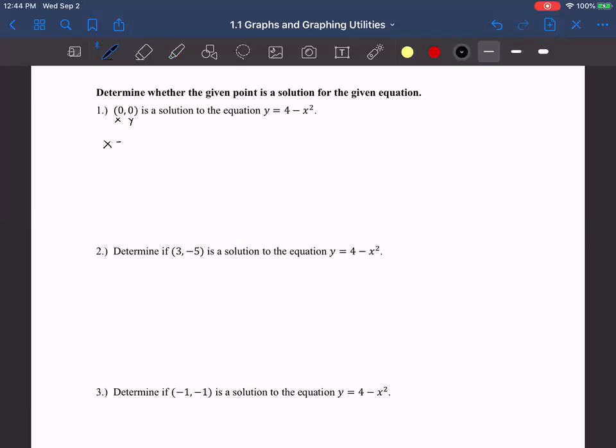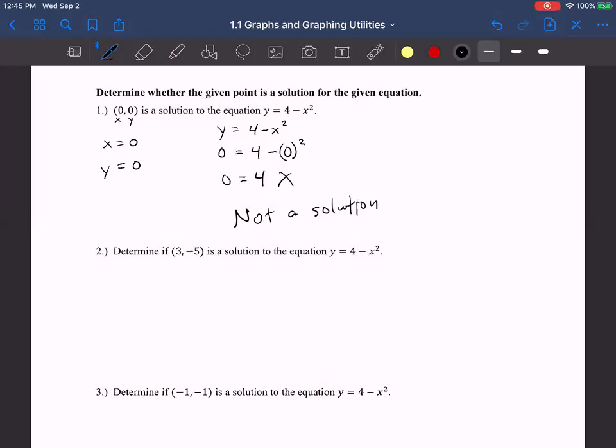So we'll end up using x equals 0 and y equals 0. And then we want to see if that actually solves our equation. We start with y equals 4 minus x squared, and I'm simply going to plug in 0 for x and 0 for y and see if it stays true. So I plug in 0, and then I plug in 0 over here squared. And when I do that, I end up with 0 equals 4. So that is not true. That's a false statement, and therefore (0, 0) is not a solution of that equation.